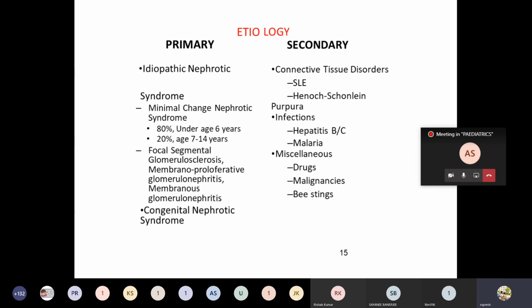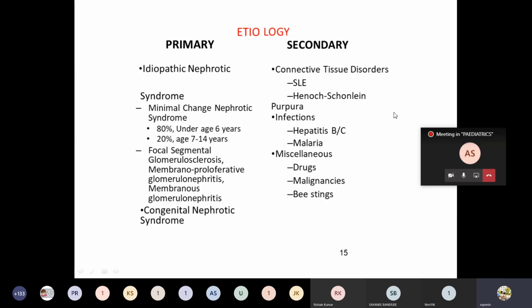In children, we will see a congenital nephrotic syndrome. This is commonly seen as Drash type of nephrotic syndrome. This is genetic in origin. We will see it sometimes as early as about 6 months old children. You can see congenital nephrotic syndromes.